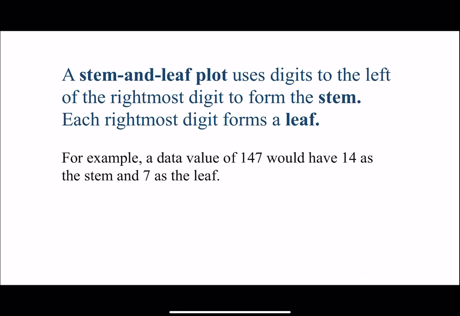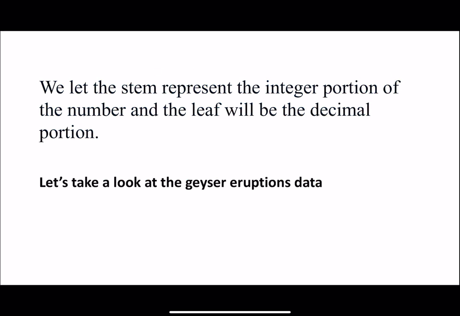Stem and leaf plots are not something we're going to do a lot of, but it is something that you need to know what it is. They're a really strange way to organize data, but it is something that is done in stats. It uses the digits to the left of the rightmost digit to form the stem, and the rightmost digit forms the leaf. So for example, 147 would have 14 as its stem and 7 as its leaf. Let me show you what this looks like. If we have a decimal, the stem is going to represent the integer portion of the number, and the leaf will be the decimal portion.